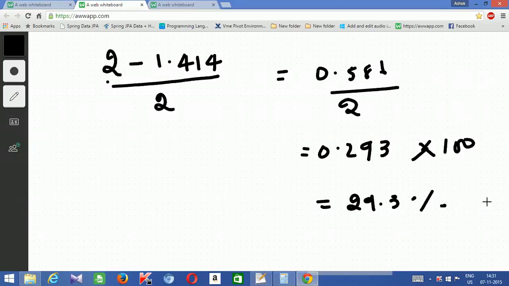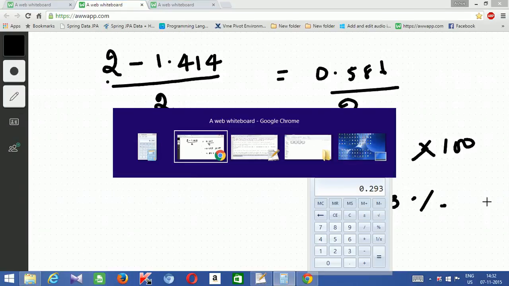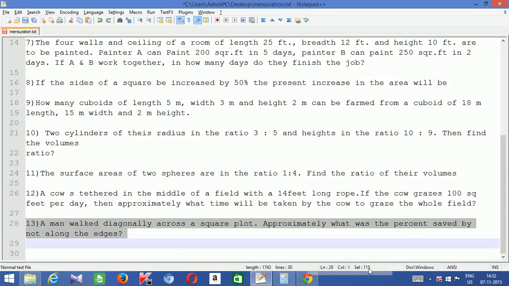Yes, if you have walked along the edges, you walked 2. If you walked along the diagonal, it's 1.414, which is 29.3% lesser than what you would have actually walked. What you would have actually walked is 2, and the difference is 2 minus 1.414. Fine. This is the question actually. A man walked diagonally. Approximately what was saved by not walking along the edges? If the edges give 2, the diagonal is 1.414, which is almost 30% lesser.